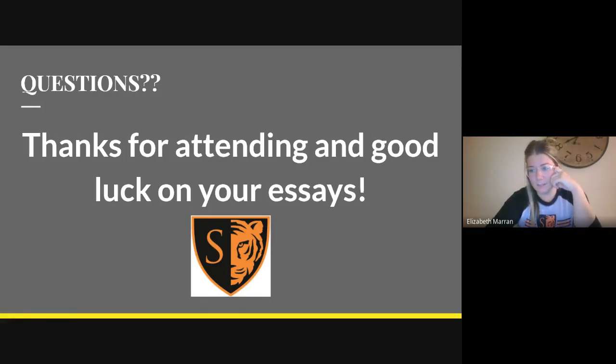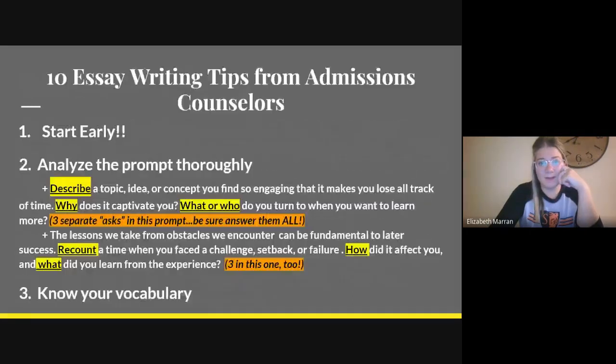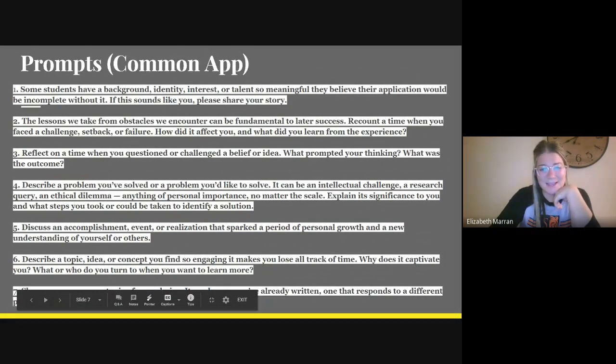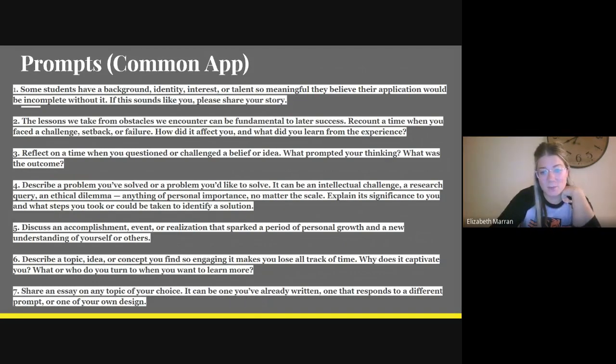So let's see, Lily, can you send in an essay with a prompt you made? On the Common App, the 7th prompt option is, let's see if I can go back, share an essay on any topic of your choice. It can be one you've already written, one that responds to a different prompt, or one of your own design. So the answer to that, Lily, is yeah, you can on the Common App.